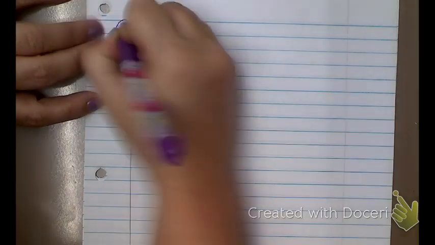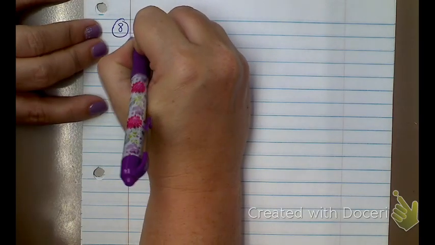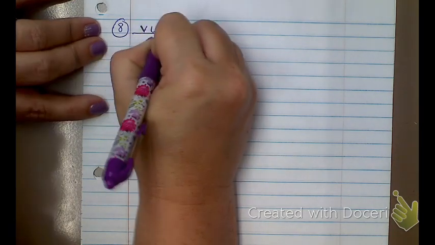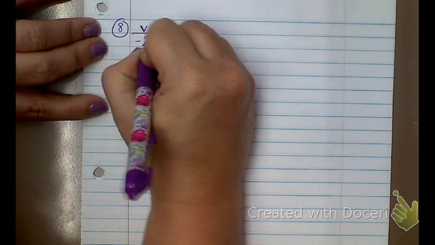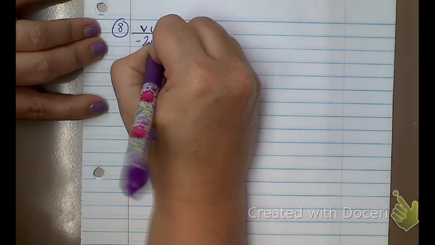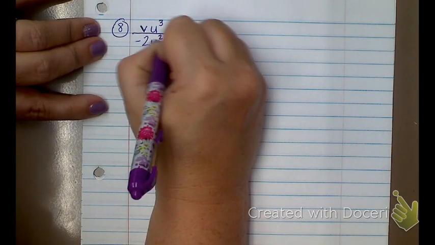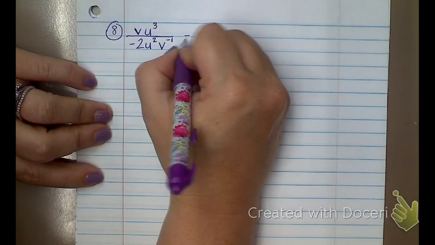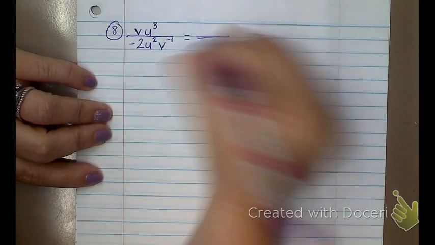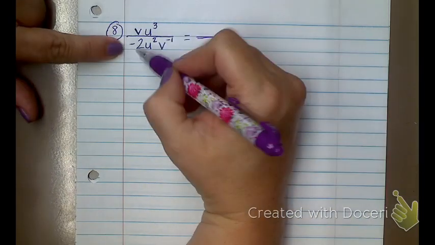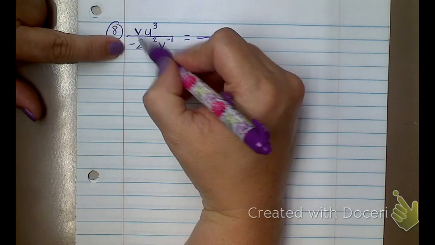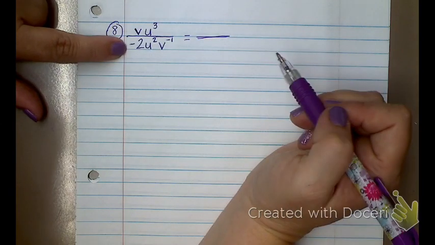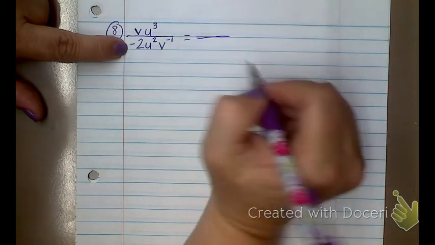Number 8, v u to the third over negative 2 u to the second v to the negative first. So let's see what can stay where it's at and what's got to move. First thing I notice is the number out in front. I have a -2. There's nothing on top to reduce it with. Do I need to move the -2 to the top because it's negative?